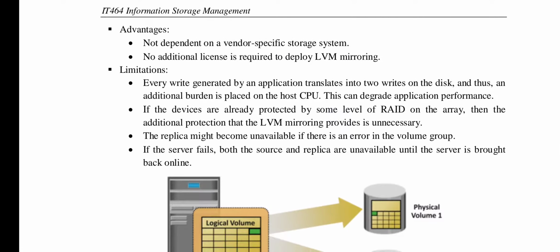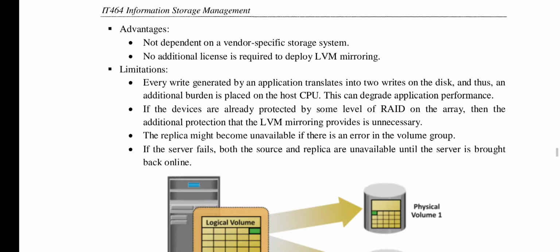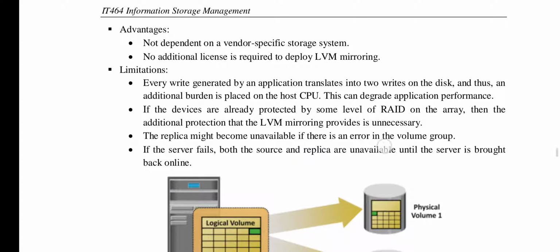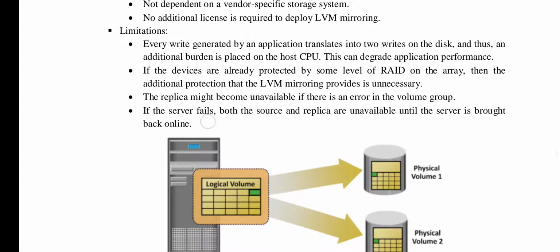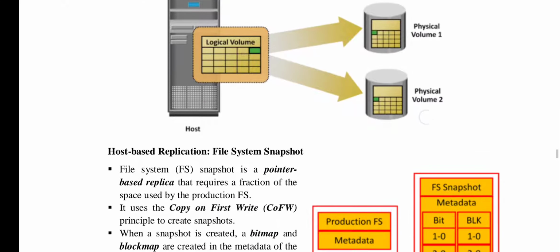The limitations: there is an additional burden of copying, so it can degrade the application performance. Then if RAID is already implemented, LVM mirroring would be unnecessary. Then the replica would be unavailable if there is any error. Then if the server fails, both will be unavailable. So these are the disadvantages.